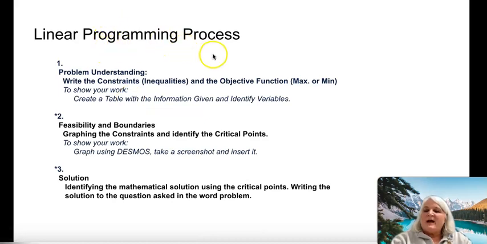Linear programming process, there's 3 steps. Again, the first step you only have to do to exceed the expectations of the standard. The second and third step you will have to do to meet the standard. So it is the problem understanding. We write the constraints, inequalities, and the objective function, the maximum or minimum. And to show your work, you create a table with the information given and identify the variables.